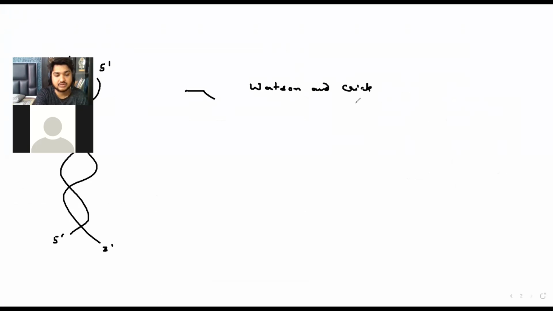They are known for discovering the double helix. They performed an X-ray experiment, and they proposed the double helix model of DNA, which is based on X-ray diffraction. So what is the meaning of this X-ray diffraction?